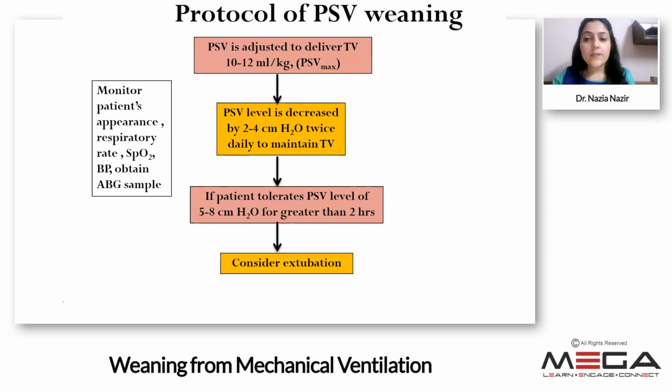Then the protocol for weaning with pressure support ventilation: you adjust the pressure support to deliver a tidal volume of 10 to 12 mL per kg. Then slowly decrease the pressure support by 2 to 4 cm of water twice a day to maintain the tidal volume. And if the patient tolerates the pressure support, further reduce it and consider extubation.